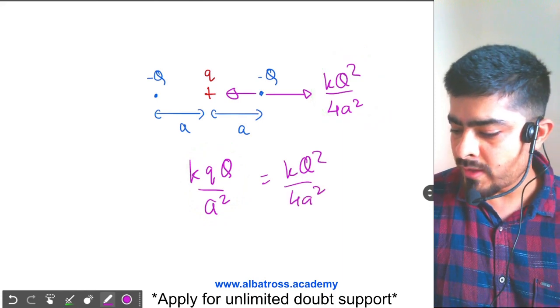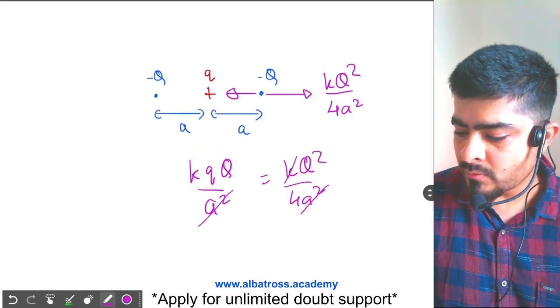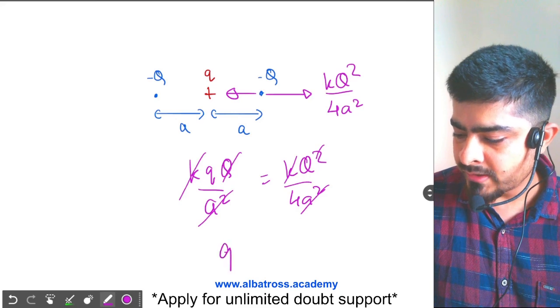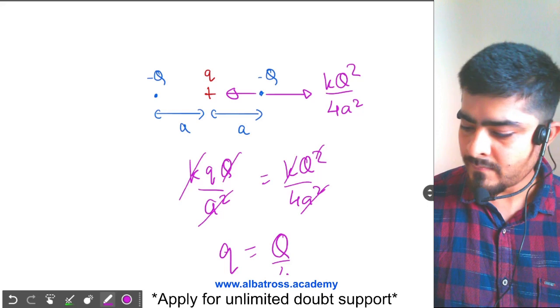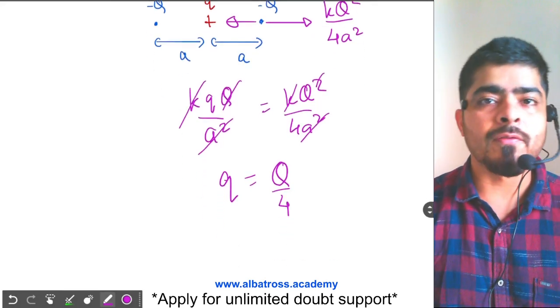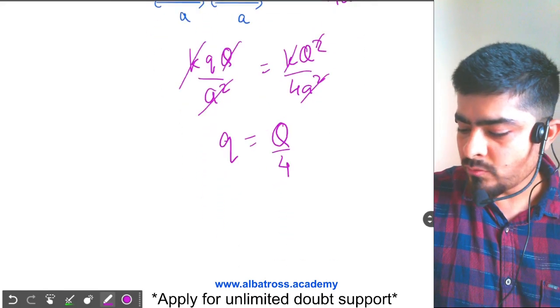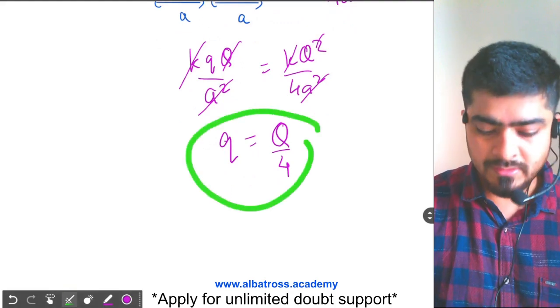So from here what do I get? a square will cancel out, k will cancel out, q will cancel out. So I'll get small q equal to q by 4. Small q equal to q by 4. Now we use this information to solve the question.